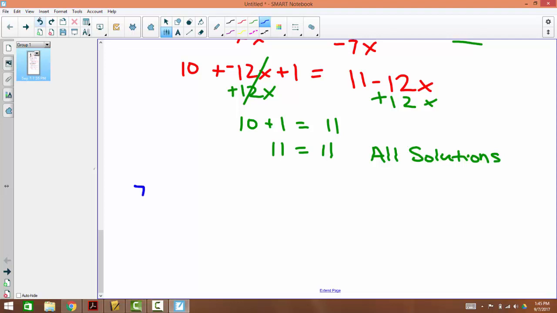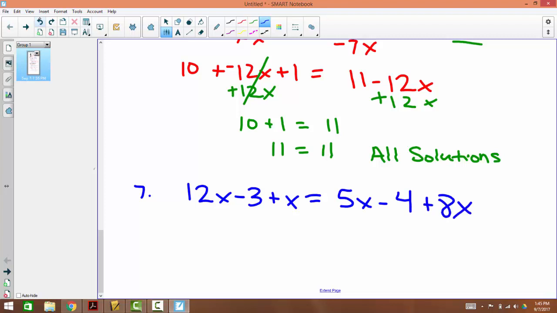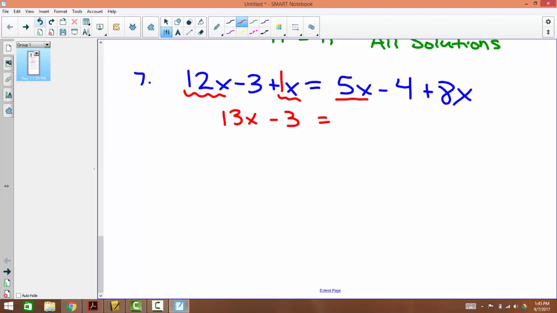And the grand finale of problems on this beautiful day. 12x minus 3 plus x equals 5x minus 4 plus 8x. This time, let's go ahead and put together, remember there's a 1 in front of a letter with no coefficient. So I'm going to put together the like terms before I move anything. So 13x minus 3. You just got to go into your intuition and follow it. If you don't want to do this and you want to start moving things, totally fine.